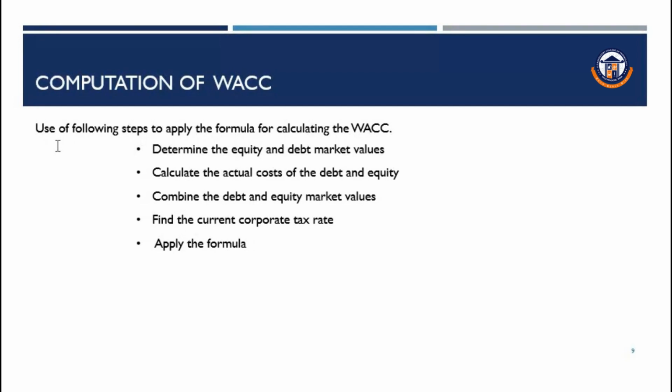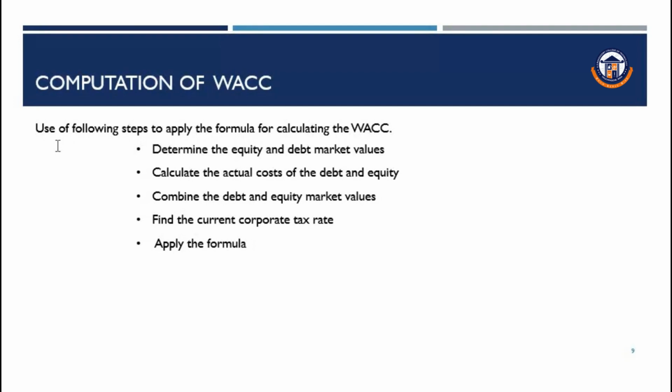Step one is to determine the equity and debt market values. These values represent the first and second terms in the formula, with an addition sign between them. Both debt and equity are necessary for understanding cost, and the company covers them while continuously generating profits.